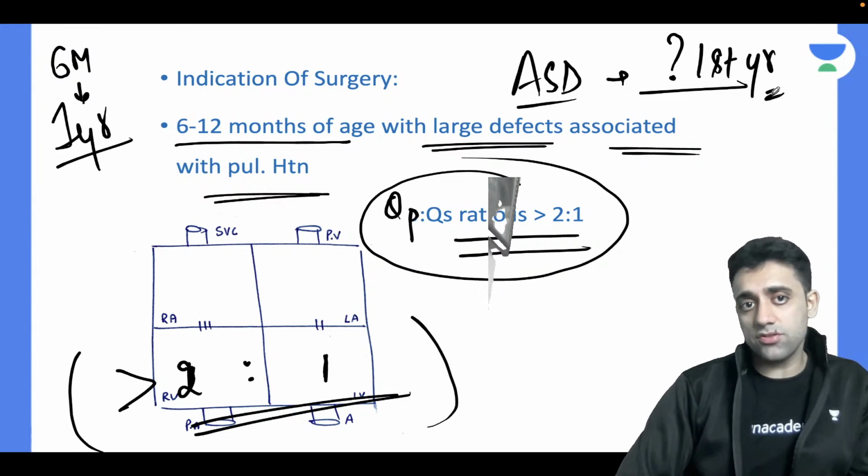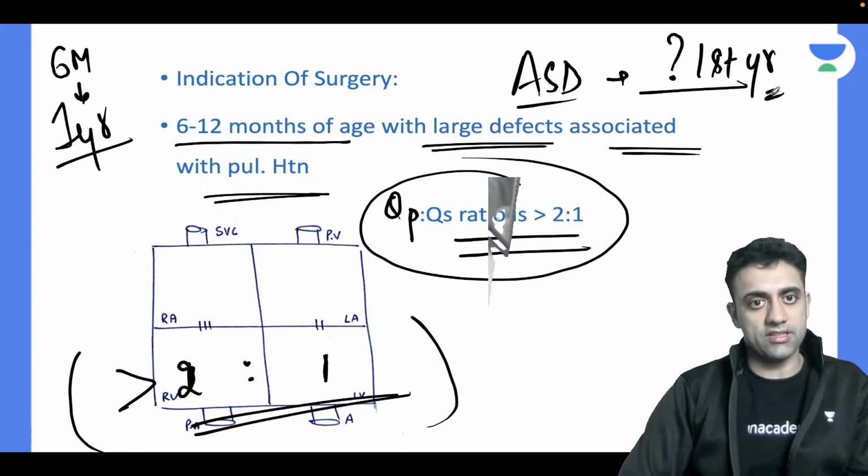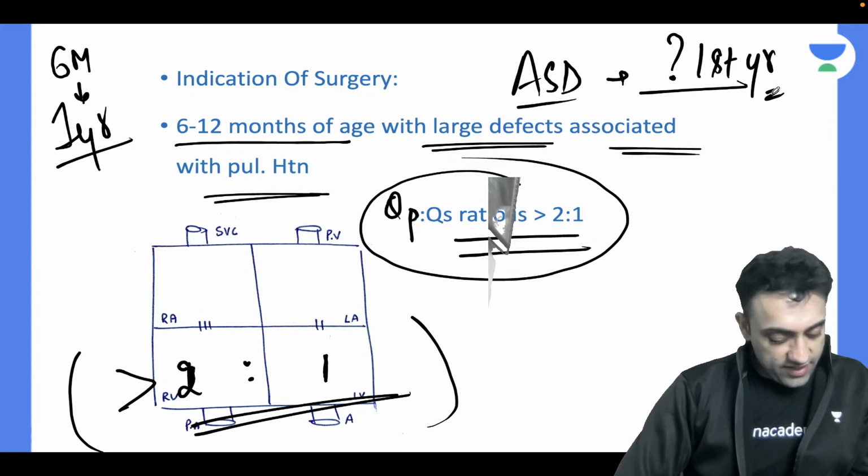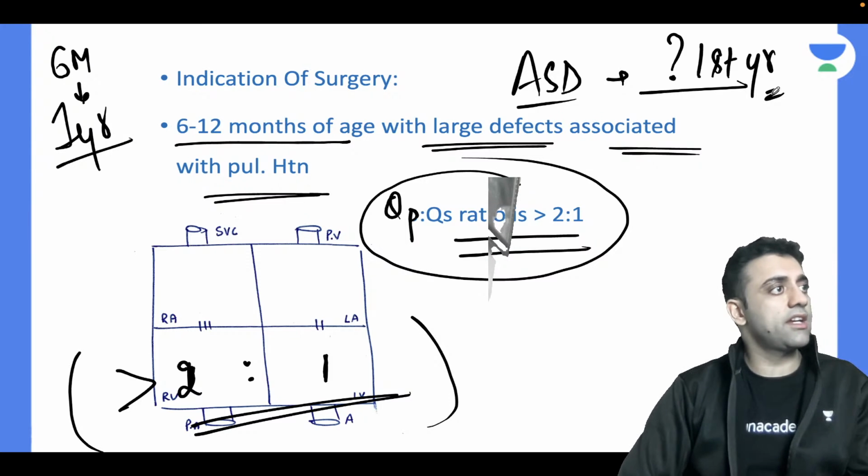And when should a VSD patient go for surgery? The answer is 6 months to 12 months. At 6 to 12 months of age, the VSD patient should go for surgery. Very good. Sarika is very right.